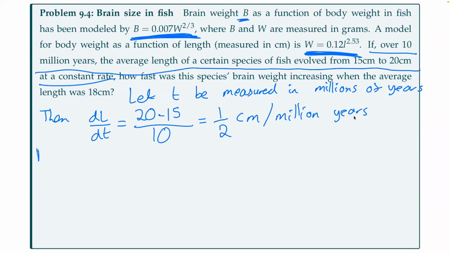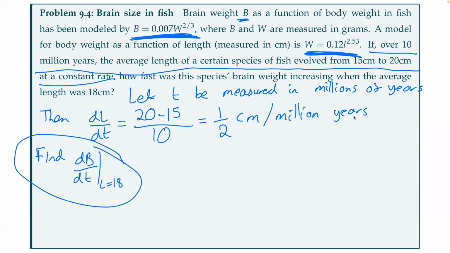And what do we want to do? We want to find how fast the brain weight is changing. So dB/dt. Because we're talking about how fast it's changing, it's dB in terms of time when the length is 18 centimeters. Okay, so this is what we want to find. We've got dL/dt. We've got B as a function of W and W as a function of L. So you want to write, first of all, what is dB/dt using the information you have above. The clue: you'll need to use the chain rule. So have a go at that for the next few minutes.